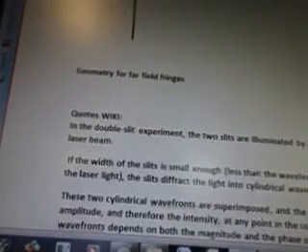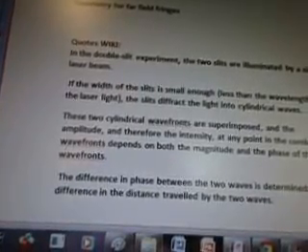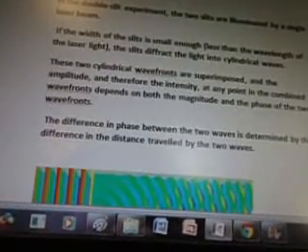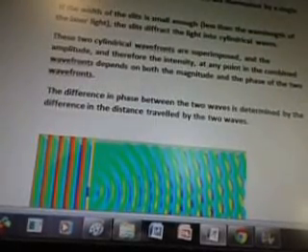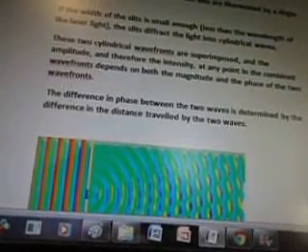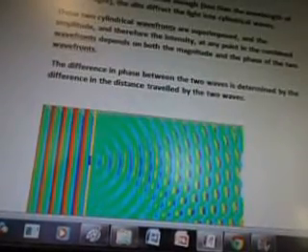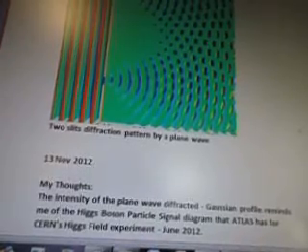Quotes from Wiki. In the double-slit experiment, the 2 slits are illuminated by a single laser beam. If the width of the slits is small enough, less than the wavelength of the laser light, the slits diffract the light into cylindrical waves. These 2 cylindrical wavefronts are superimposed, and the amplitude and therefore the intensity at any point in the combined wavefronts depend on both the magnitude and the phase of the 2 wavefronts. The difference in phase between the 2 waves is determined by the difference in the distance traveled by the 2 waves. So, 2 slits diffraction pattern by a plane wave.